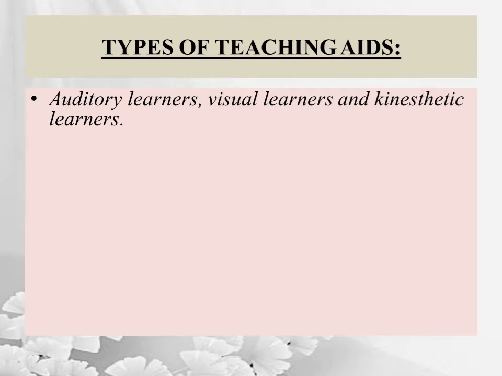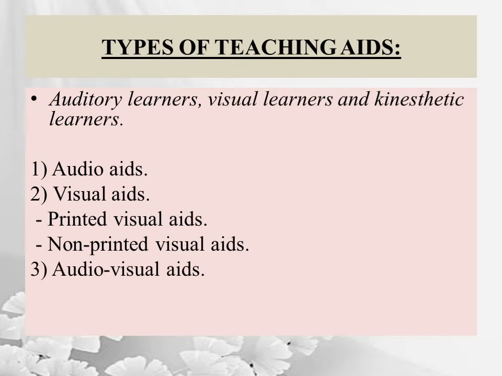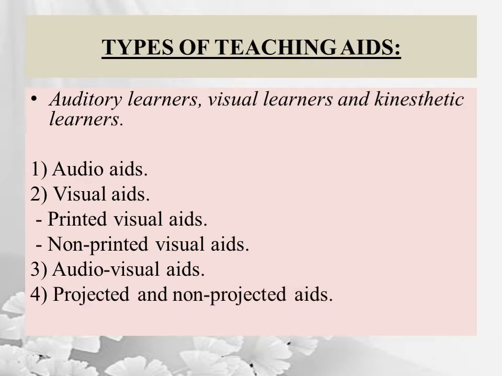The teaching aids are classified as audio aids such as tape recorders and radio, visual aids that include printed visual aids such as newspapers or magazines, and non-printed visual aids such as models, blackboard, picture charts, cue cards, etc. The third is audio-visual aids such as motion pictures, television, and so on. We also have projected and non-projected aids. Then low-cost or no-cost aids are also a very important type of teaching aids.